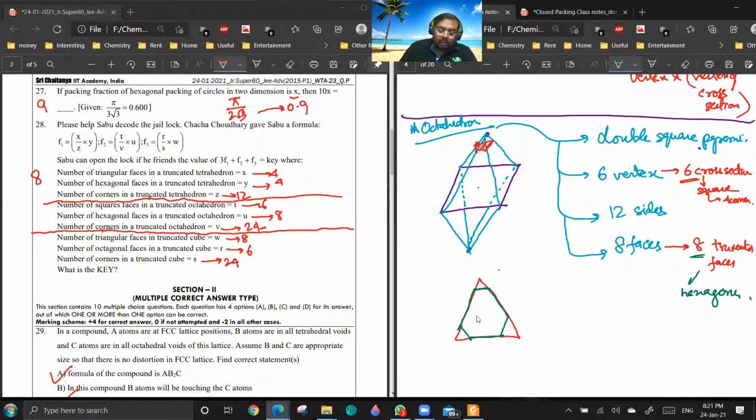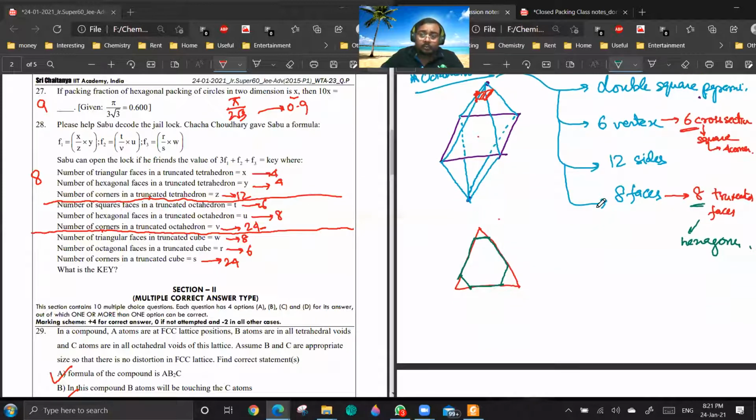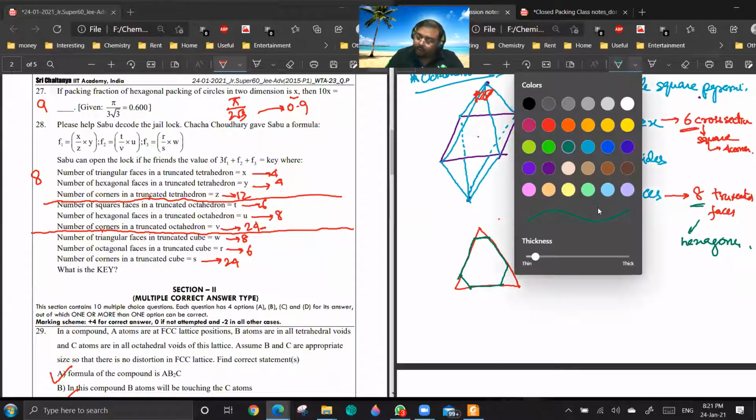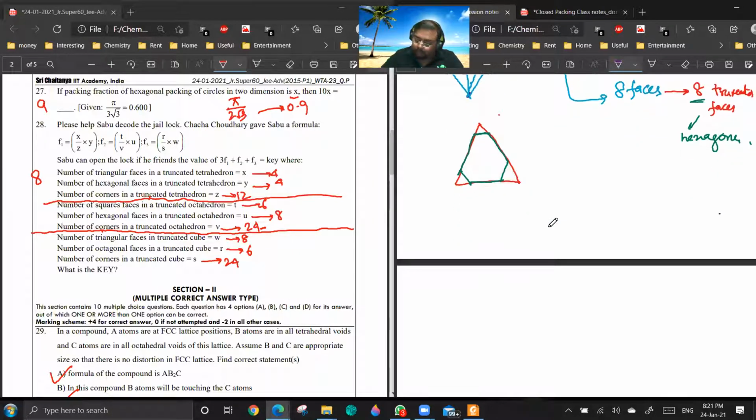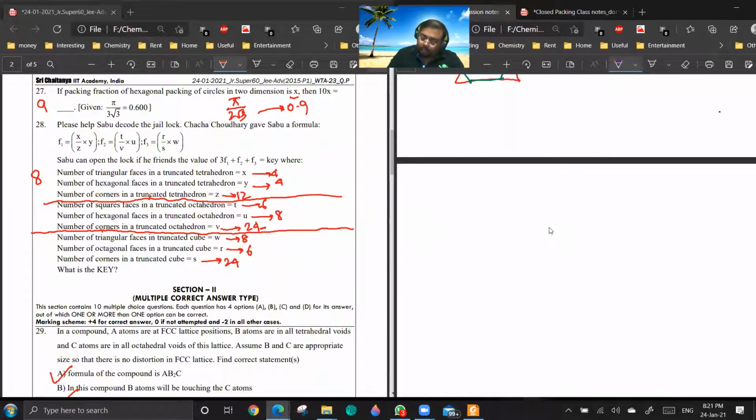So this is your octahedron. This is done. Yes or no? So let us, can we discuss the cube? Yes, sir. Okay. So let us draw a cube. Now you see, a cube is something like this.